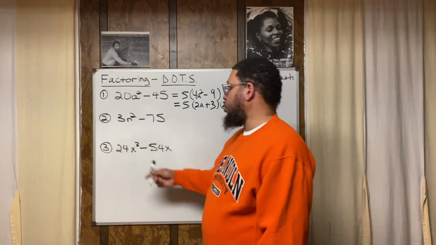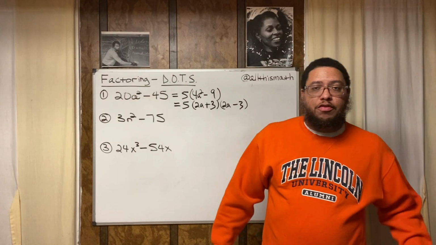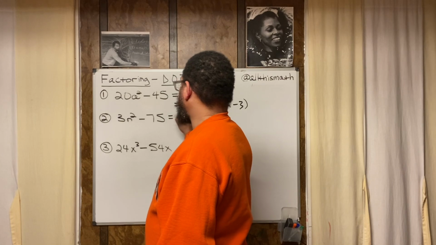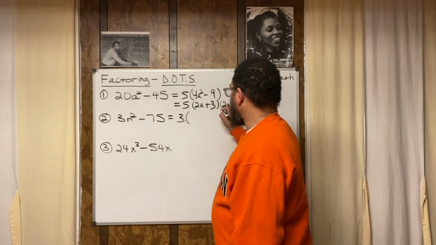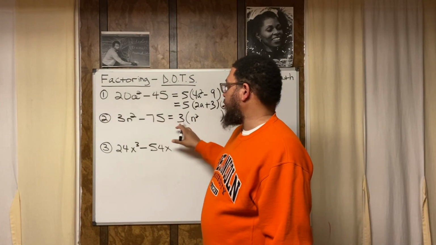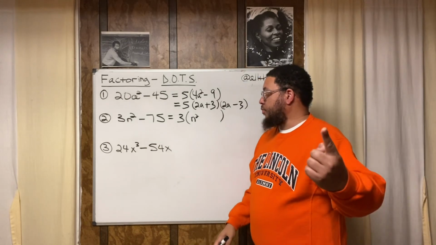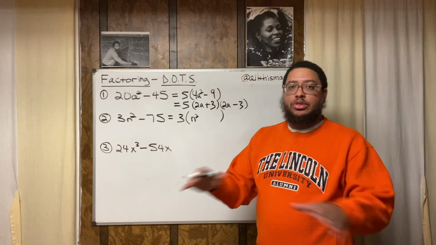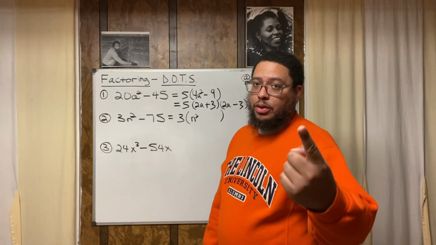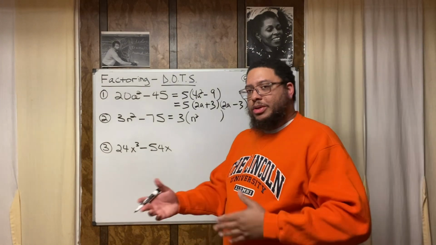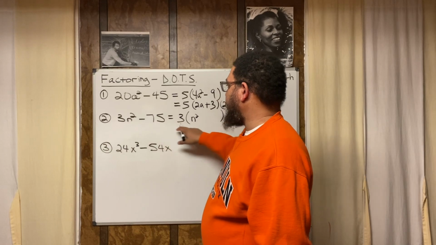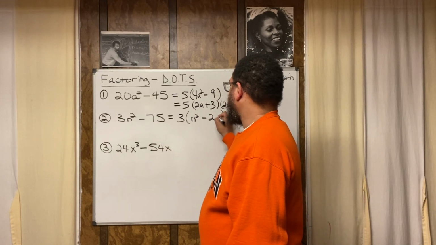On to number 2. Again, look for a GCF. Pull the GCF out. What's the GCF of 3 and 75? It's 3. Then you divide each of those terms by 3. 3n squared divided by 3 is just n squared, because 3 divided by 3 is 1, and 1n squared is just n squared. You don't have to write the 1 when it's a coefficient, just like you don't have to write the 1 when it's an exponent, or when it's a denominator, unless you need to show a fraction. That's up to you. Then negative 75 divided by 3 is negative 25.